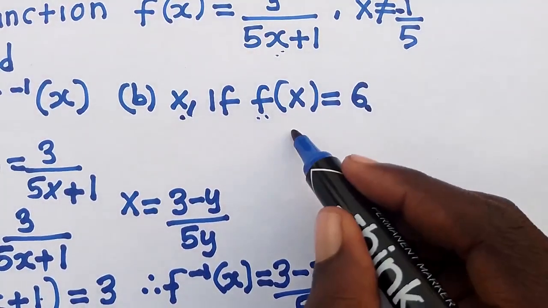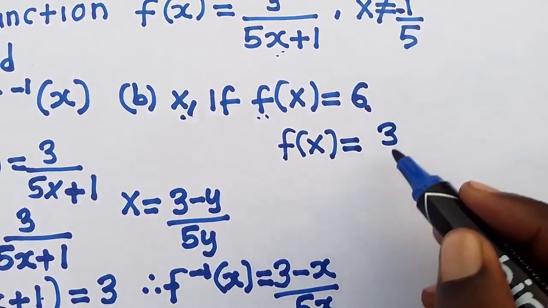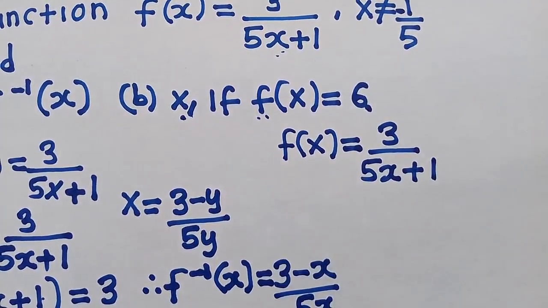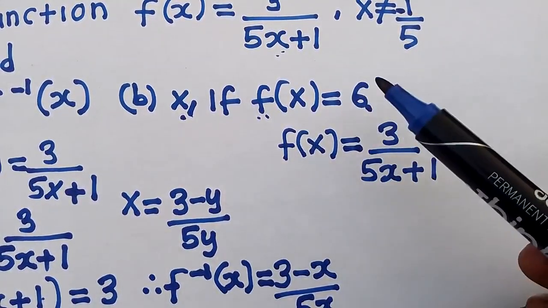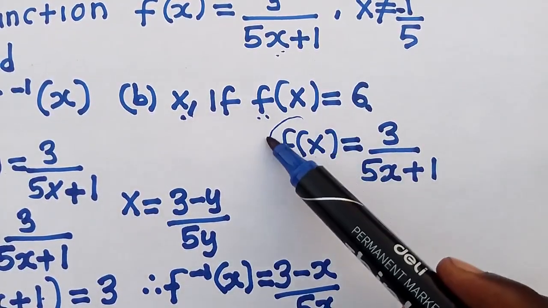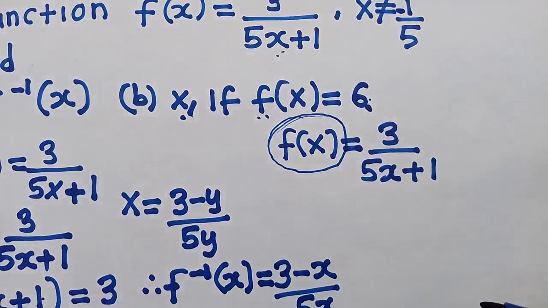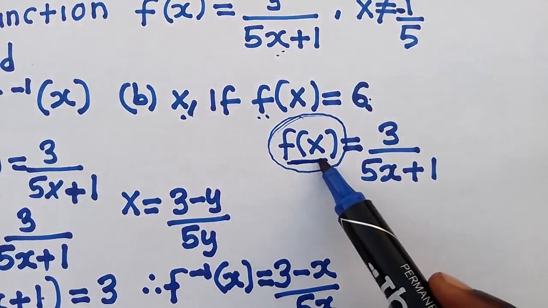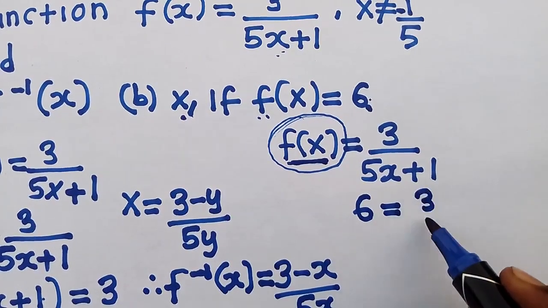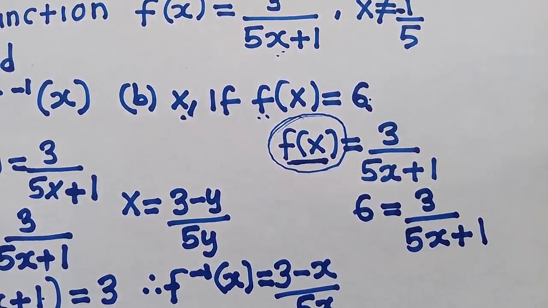We are going to say, we are told that f of x is equal to 3 over 5x plus 1. This is what we are given in the question. But on this question which we are solving, we are told that f of x is equal to 6. So where there is f of x here, you are going to put 6. We are going to say 6 is equal to 3 over 5x plus 1.